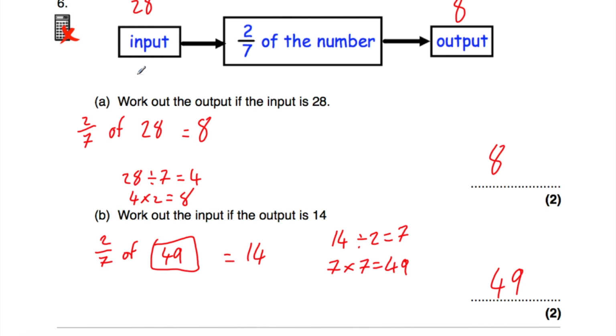And let's just check that. If we had 49, if we work out 2/7 of 49, we would divide by the bottom, so 49 divided by 7 is equal to 7, and then times by the top is 14, so the output would be 14, so that's right. Okay, let's look at our next question, question number 7.